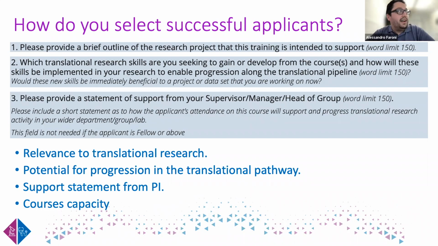So the way we make the decision is about the strength of those 3 answers, how strong the support statement from the PI is, and the course capacity, which, as I said before, is something that can limit us offering the place. The statement from the PI, you will need to collect it, paste it in the application form, and put in the details of your PI, because that will be sent to them. They will be copied in your answer, so make sure you have discussed that with them.